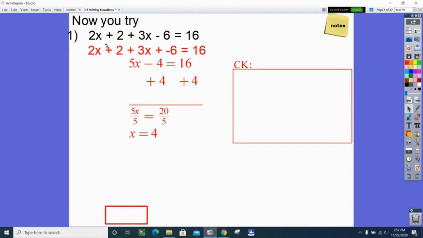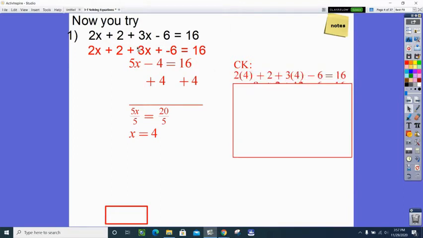So we're going to put 4 back in the original. There is that original, but the x left and became a 4, and this x left and became a 4. Now, guys, order of operations. Don't just start going left to right. So we only have multiplying, adding, and subtracting. So we're going to multiply first. 2 times 4, write it down. Plus 2, plus, and now 3 times 4, write it down, and then minus 6.